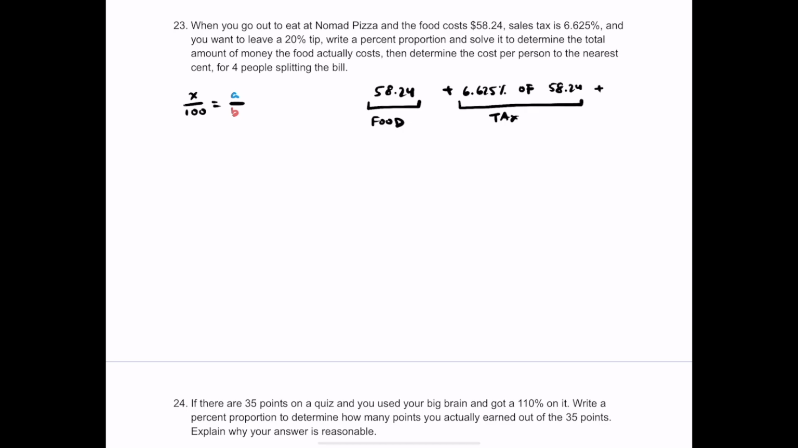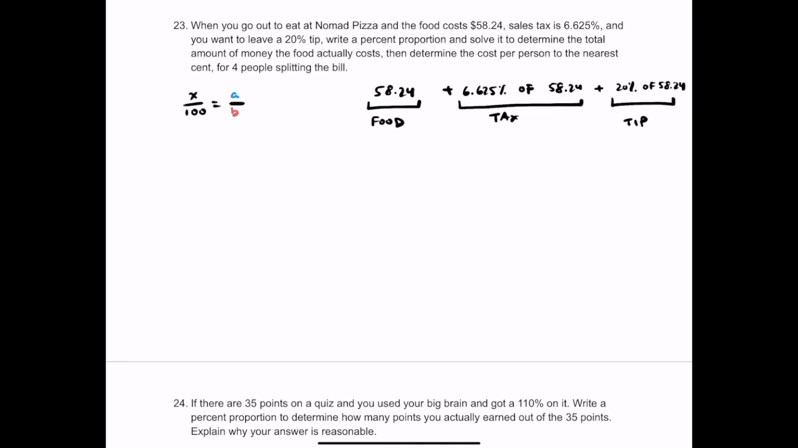But then you have to add on the tip as well, right? So then there's the tip. So there's a few different things you're going to have to add on. Tip is just 20% of the same value, right? Of 58.24. So we have to do a little bit of work to figure this stuff out. But to figure out the total cost, it's really straightforward here.